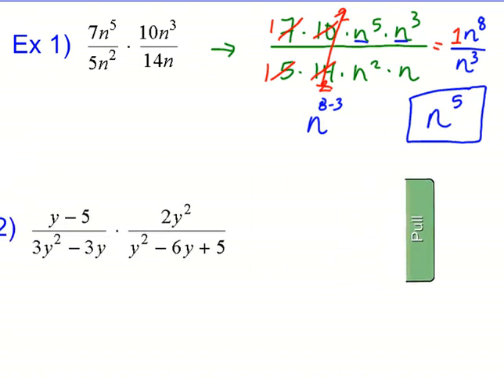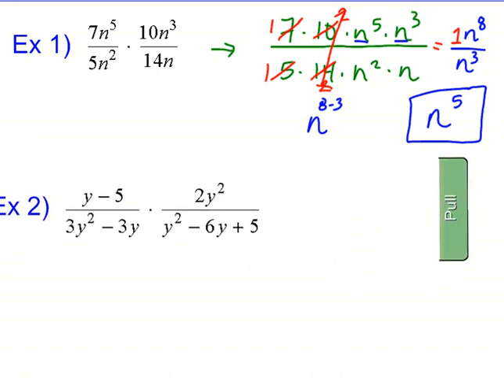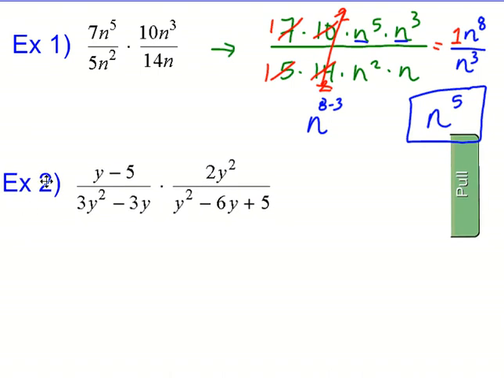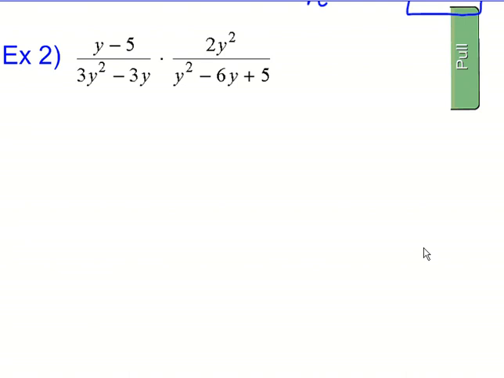Let's take a look at another problem here. Here I have (y minus 5) divided by (3y squared minus 3y), times (2y squared) divided by (y squared minus 6y plus 5). So let's work together on trying to get those common factors out.